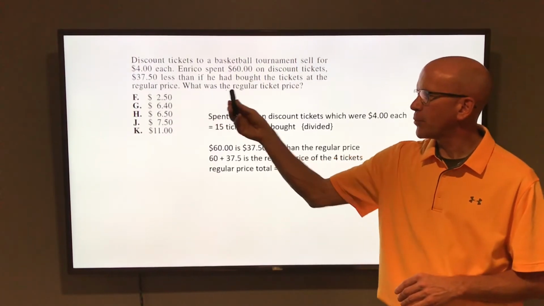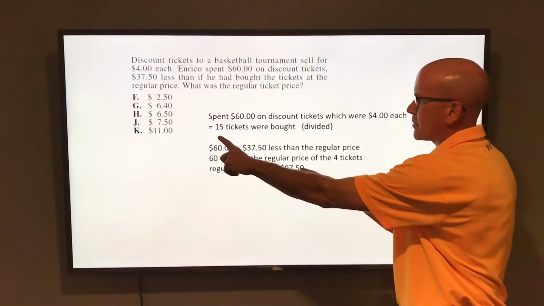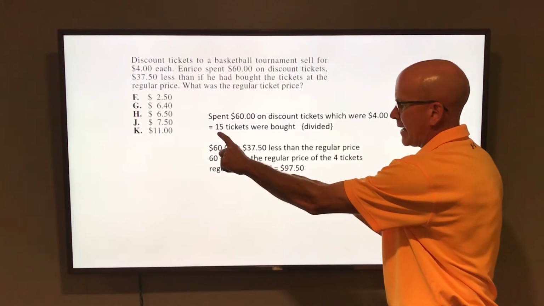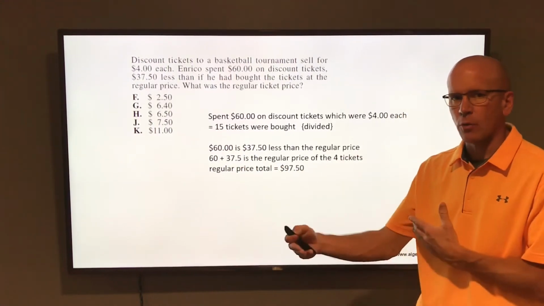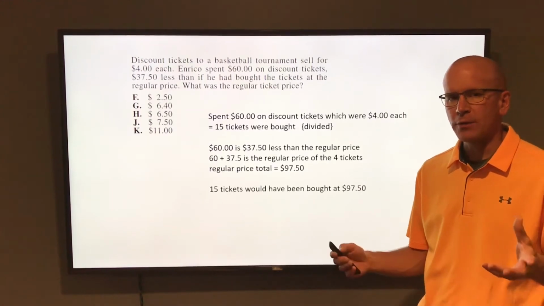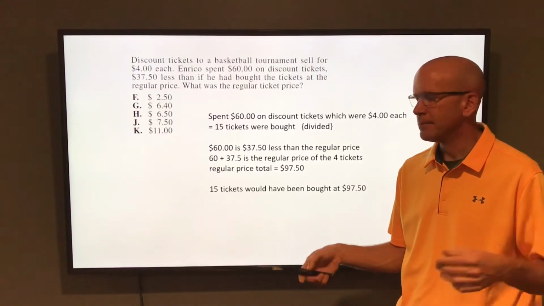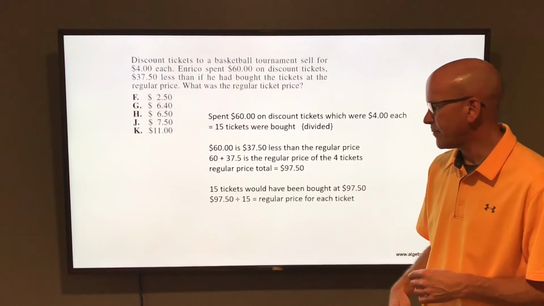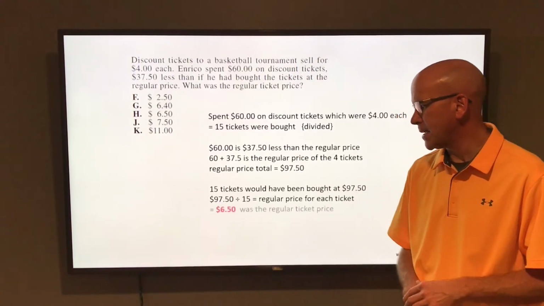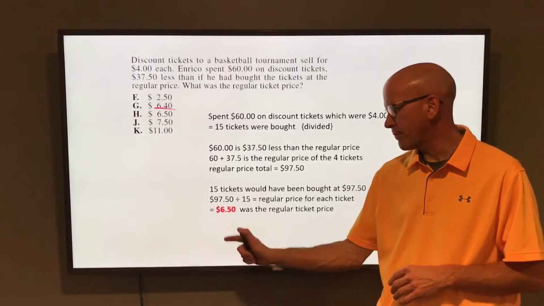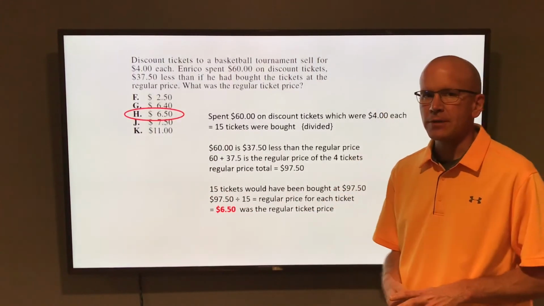You need to figure out what the regular ticket price was. So those two things right there, 15 tickets at $97.50 total. To figure out the regular ticket price, divide $97.50 by 15. If you divide $97.50 by 15, that is going to be $6.50, which is letter H.